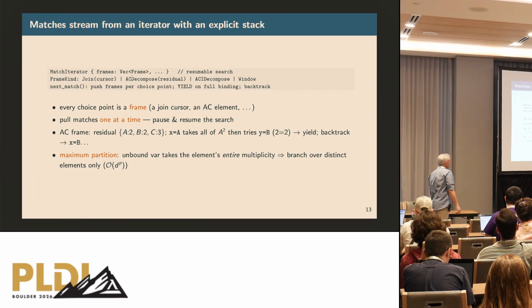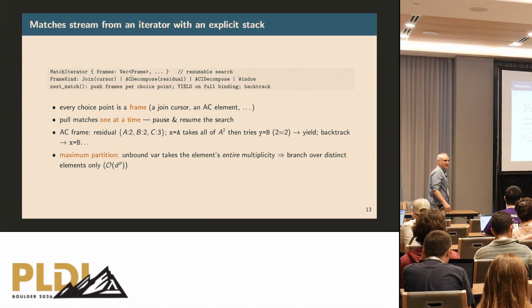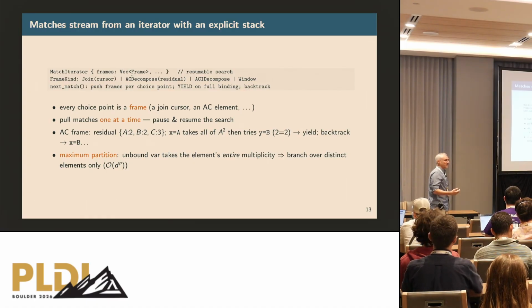But anyway, since we implement maximum partition semantics for the AC matches, we're insensitive to the actual multiplicity of the elements in the multiset, and we won't blow up. So we're not going to literally enumerate all the possible sub-multisets, but just maximum partitions of the multiset.